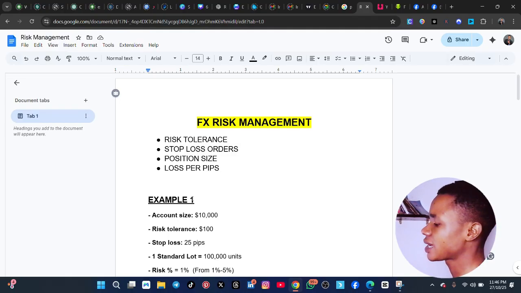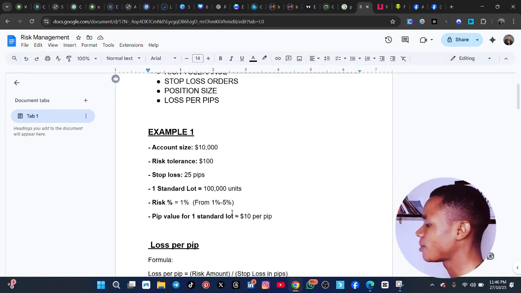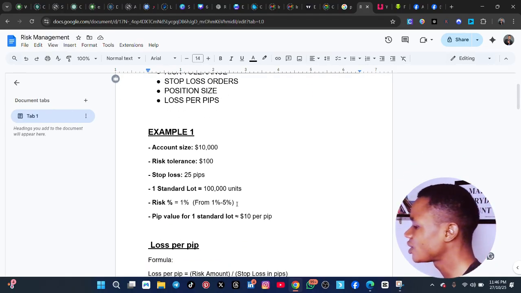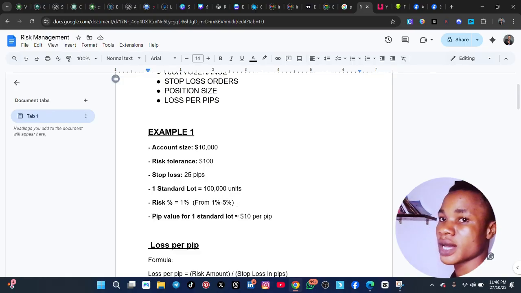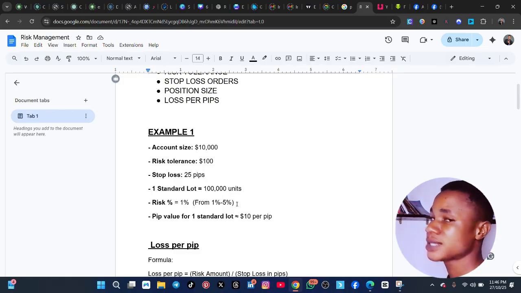All right, so now let's take an example. We'll just take two examples. Number one: let's say the money in your account, the account size, is $10,000. If you deposit, let's say, $50 or $100, that is your account size. But for this example, let's take $10,000. Of course, $10,000 is the whole money.